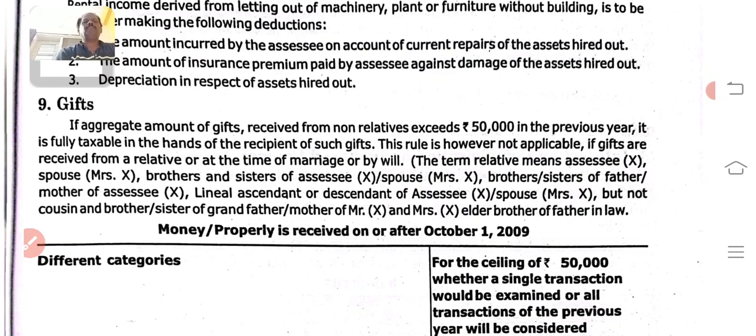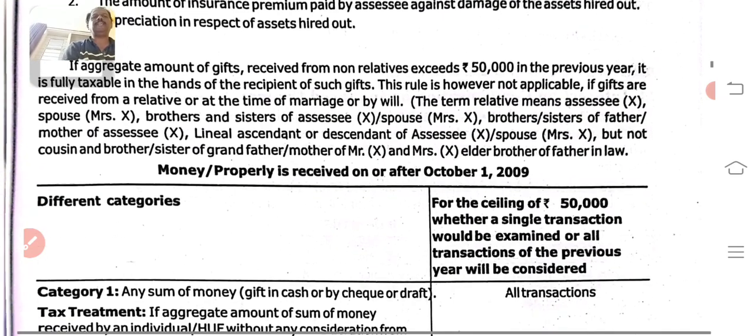X, brothers and sisters of assessee X, spouse Mr. X, brothers and sisters of father and mother of assessee X, lineal ascendant or descendant of assessee X and spouse, but not cousin, and brother and sister of grandfather and mother of Mr. X and Mrs. X, elder brother of father in law.